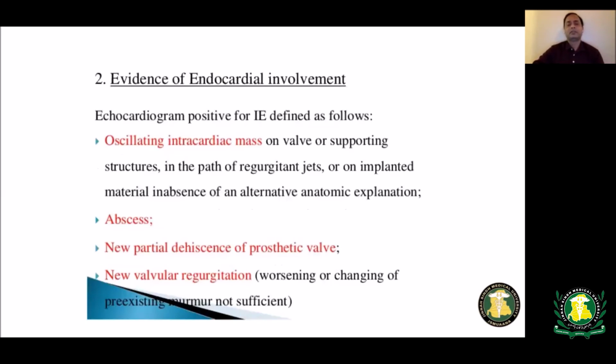So this is the definition of the echo involvement of infective endocarditis, which means there's a free-floating or oscillating mass attached to the valve or supporting structure or any implanted device. It's free-floating and usually on the atrial sides of the mitral and tricuspid valves, the ventricular side of the aortic valve, or the pulmonic side of the pulmonic valve. And it is usually associated with regurgitation, such as aortic regurgitation or mitral regurgitation.